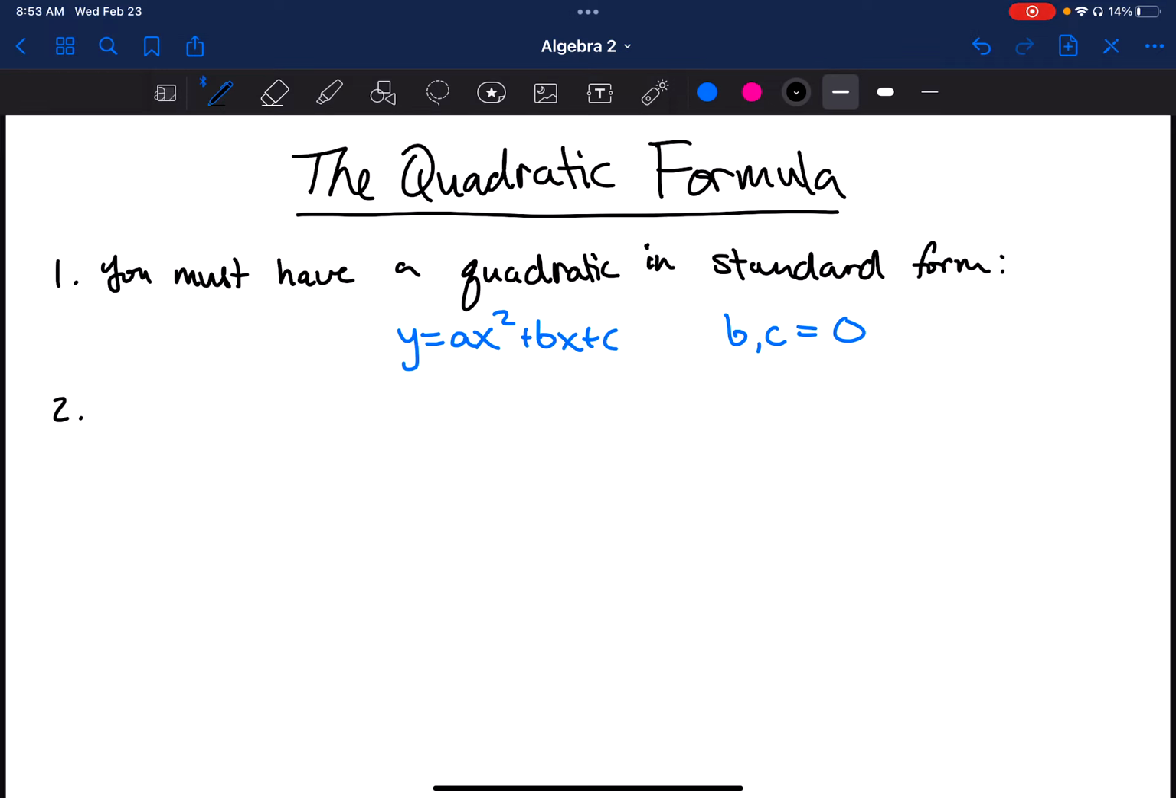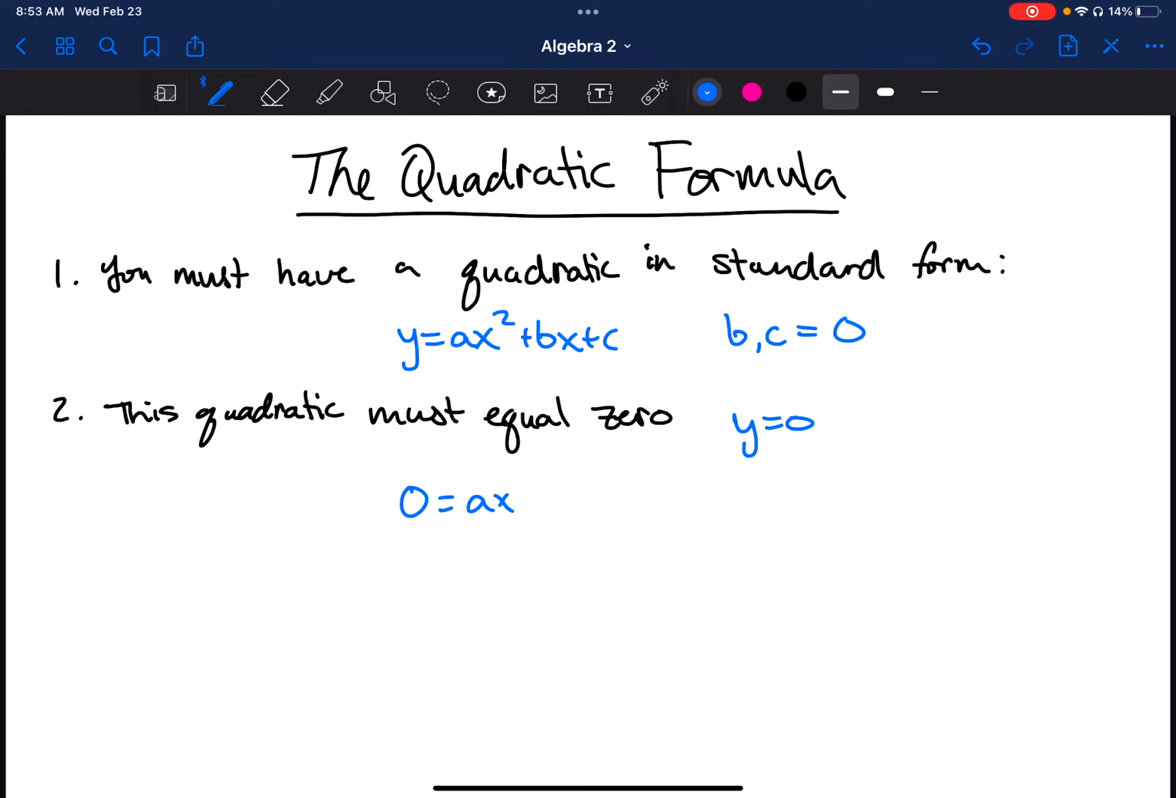The second thing you need is this quadratic must equal 0. Or in other words, y must equal 0. So you have to have 0 equals ax squared plus bx plus c. Now what we're technically doing is this thing. I'm going to do it in pink because we're not going to cover it and I'm not going to really go too in depth, but I'm just going to kind of tease you with it.